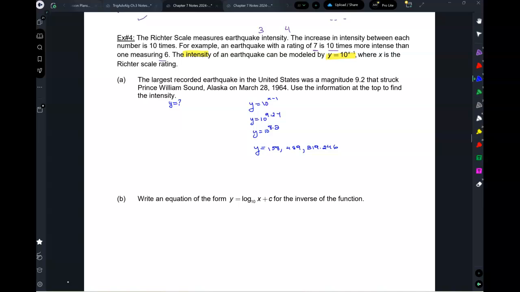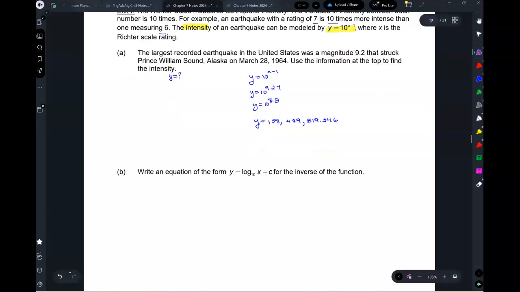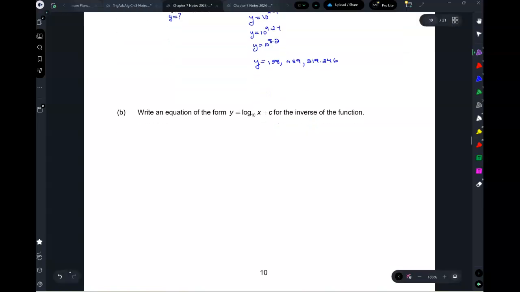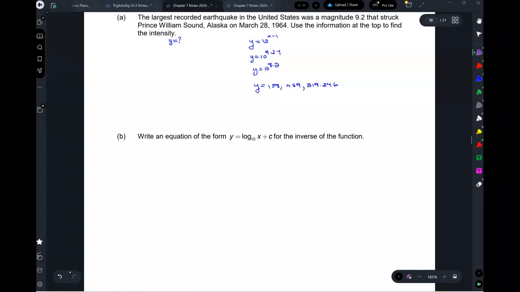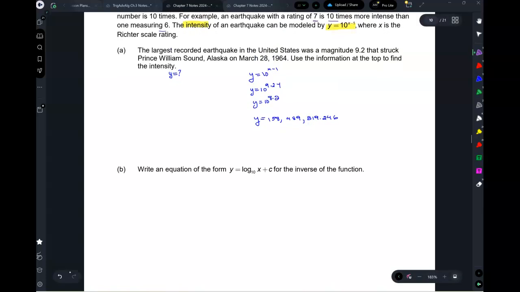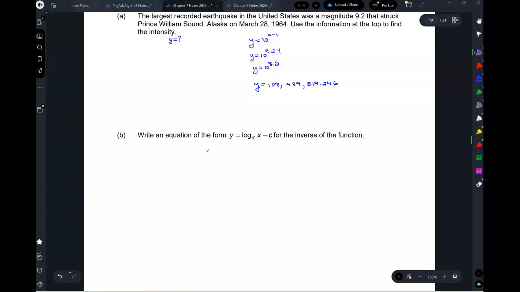Write an equation of the form y equals log base 10 of x plus c for the inverse of the function. So maybe we're confused, right? What is this talking about? Write an equation of the form like this ridiculous thing for the inverse of the function. What function? Oh wait, I'm given a function right there, this one. Okay, so that's what I have. Oh, I need it to be like a log. Oh my God, I can totally do that, right?